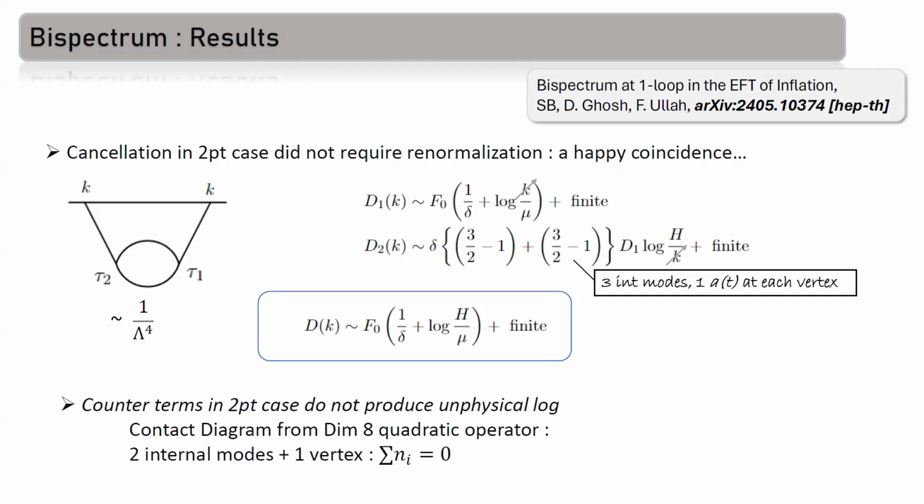Because the D2 over here, which comes from counting the internal modes and vertices, there are 3 internal modes and 1 vertex for each of these cases. So that's 3 by 2 minus 1 into 2. That's exactly 1. So the log k cancelled from D1 and D2, and the final unrenormalized regulated correlator does not feature any log k. But for higher point functions at one loop, you would expect to only find no unphysical logs once you renormalize the correlator.